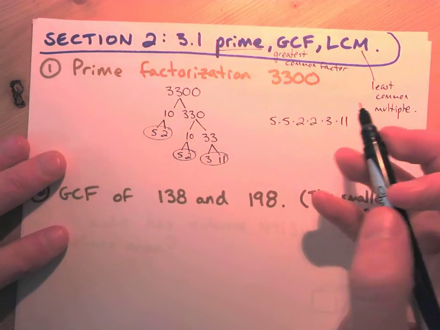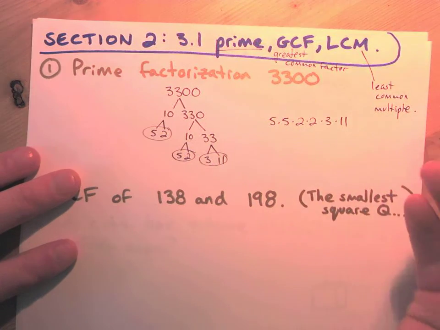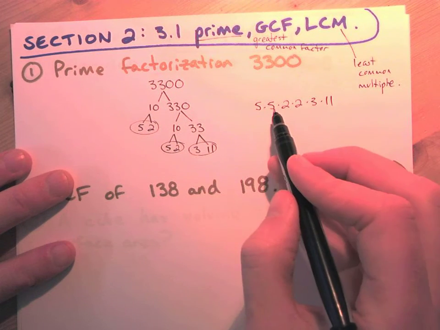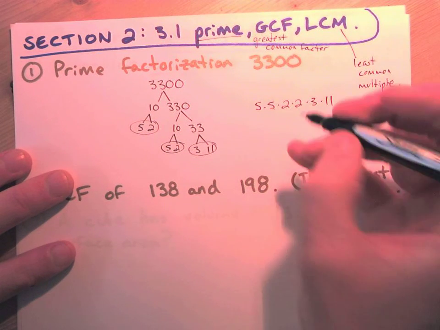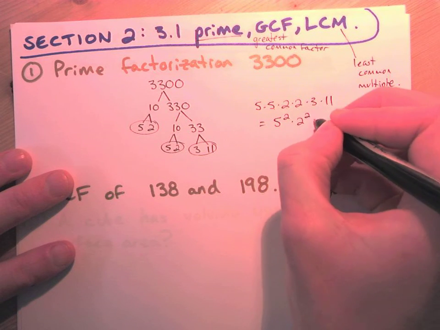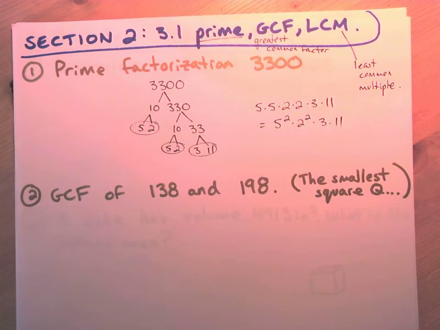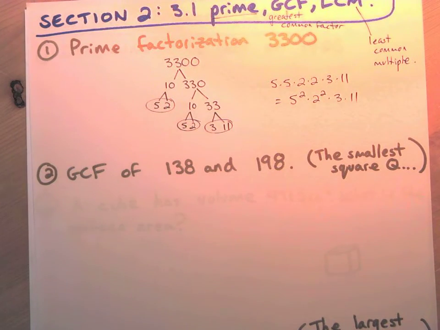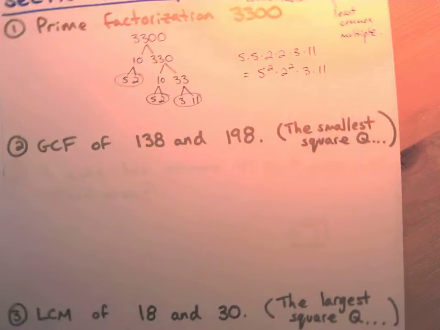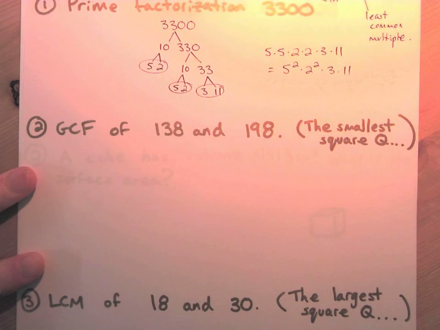Okay, so that's the prime factorization of 3300. 3300 is the same as 5 times 5 times 2 times 2 times 3 times 11. Another way to write that is 5 squared times 2 squared times 3 times 11. So that's primes. Every number can be written as a unique set of primes that is different from every other number. Okay, so now we have the GCF of 138 and 198 as the next question.